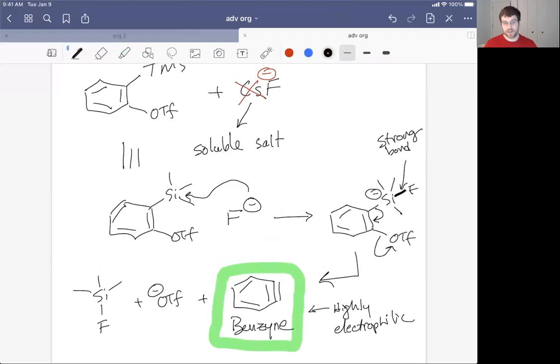Kobayashi, a scientist, was the one that discovered this fluoride-mediated silyl triflate elimination to give rise to the benzyne intermediate without using harsh reagents, I should say, that would otherwise destroy the benzyne intermediate. So pretty interesting chemistry. It really opened the door for studying this complex intermediate and things like it. So that'll do it for eliminations.